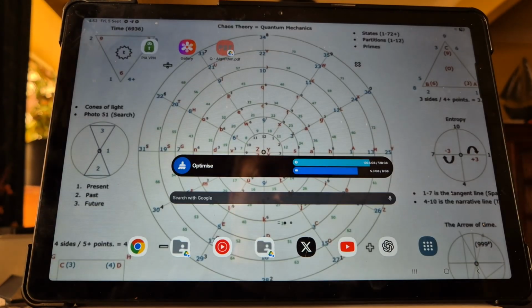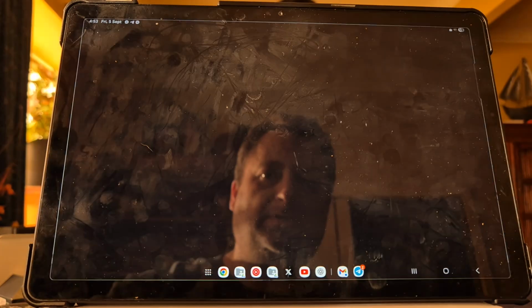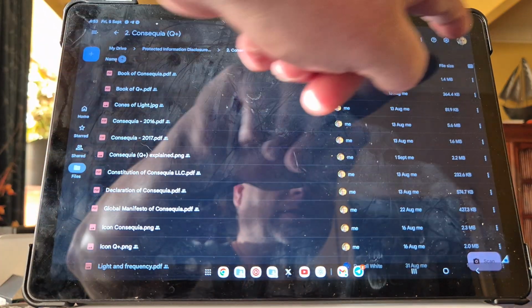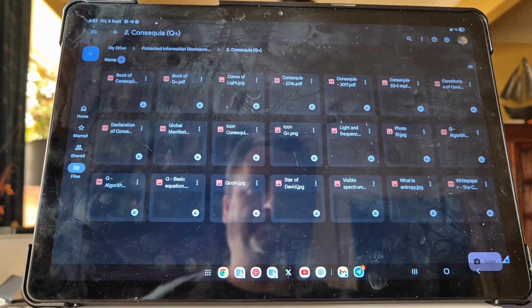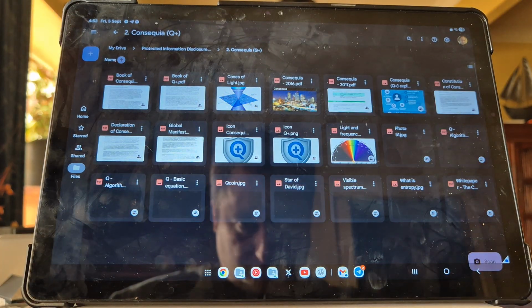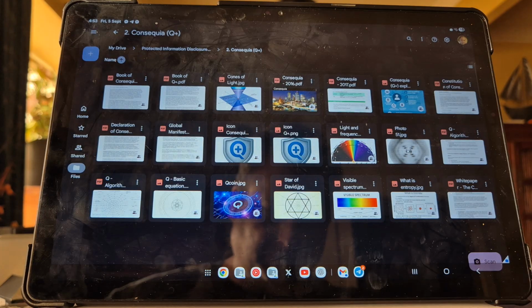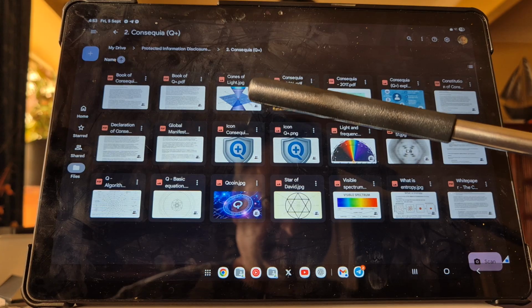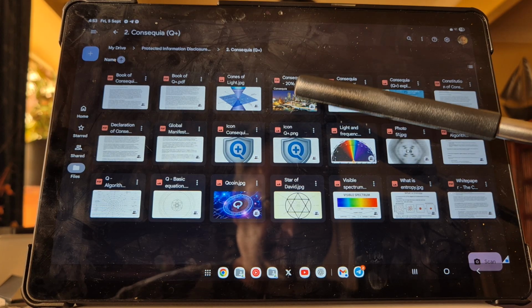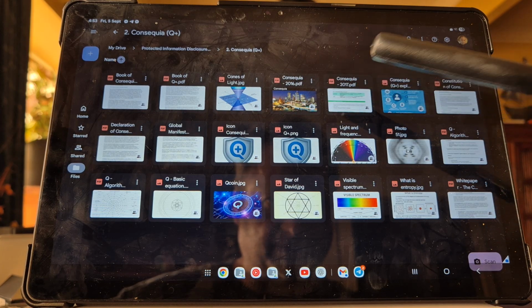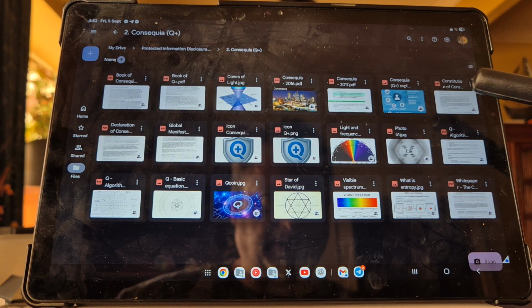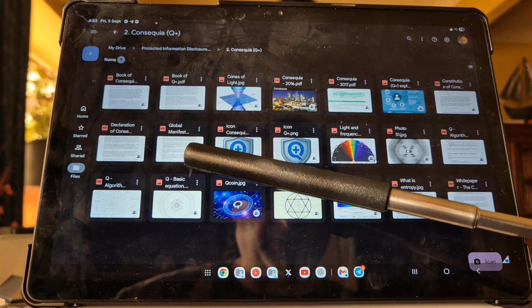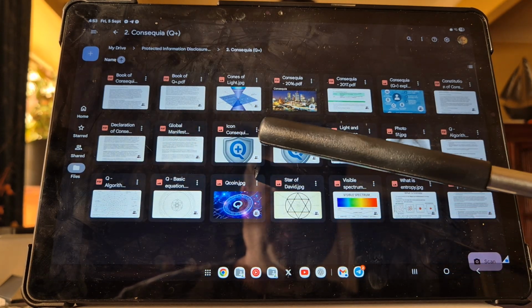I will just show you a few things. Okay, so there's a lot to explain Consequia. There's the book of Consequia, there's the book of Q, that explains the light cones. There's the 2016 version of Consequia, there's the 2017 version, there's Consequia explained in a flyer, there's the Constitution of Consequia, there's the Declaration of Consequia, there's the Global Manifesto, sorry.